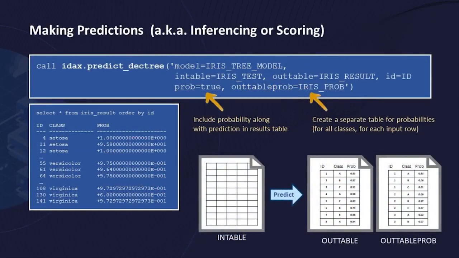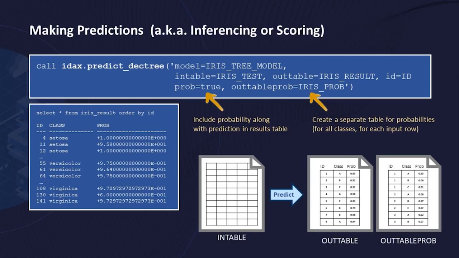Now that we've got our trained model, we can use it to make predictions. And as I said earlier, this process is also commonly referred to as inferencing or scoring. Now, you don't score a row one at a time by calling the procedure. Instead, the data to be scored is provided via a table. And you specify that input table in the command, along with the output table where the results will go. And this table will be created if it doesn't already exist, so you don't need to create it in advance.